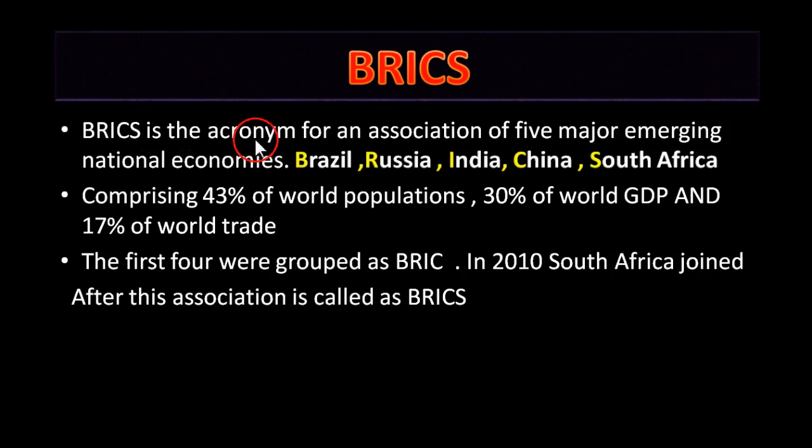BRICS is the acronym for an association of 5 major emerging national economies: Brazil, Russia, India, China and South Africa, comprising 43% of world population, 30% of world GDP and 17% of world trade. The first 4 were grouped as BRIC, that is Brazil, Russia, India and China, and in 2010 South Africa joined. After this the association is called BRICS.